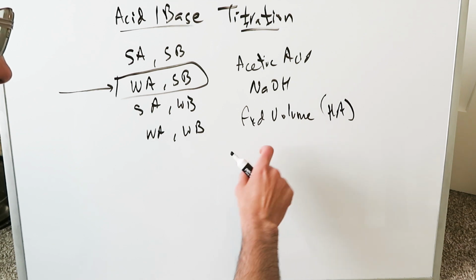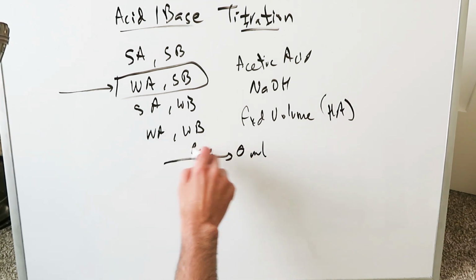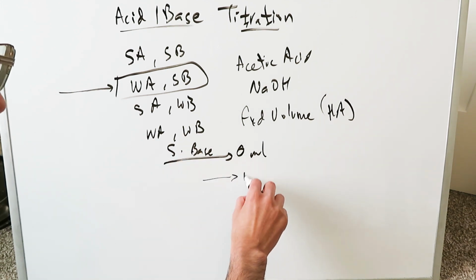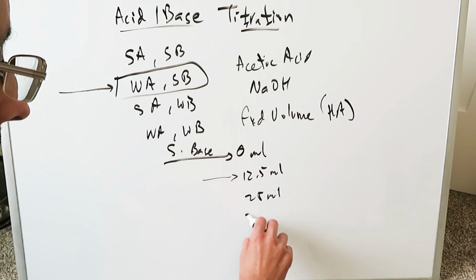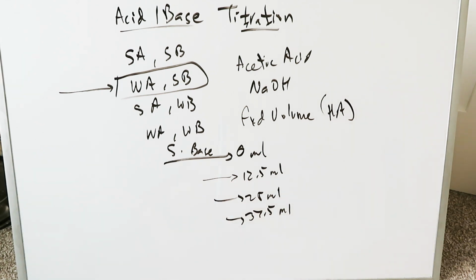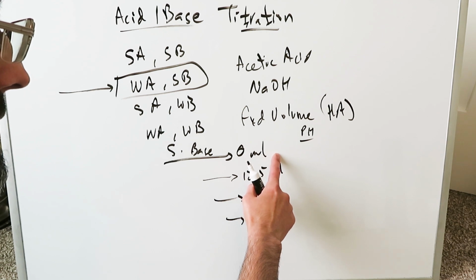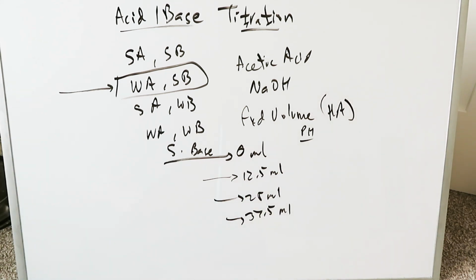You'll start out with 0 ml of the base which is added. The strong base which we're adding will start out with 0 ml, then we'll slowly add increments. The next one will be 12.5 ml, the next one will be 25 ml, then we'll have 37.5 ml, and in these increments we'll see how the pH changes. When you're going to do the pH calculation, initially when you have 0 ml of base, you'll have a pH based solely on the acid concentration.